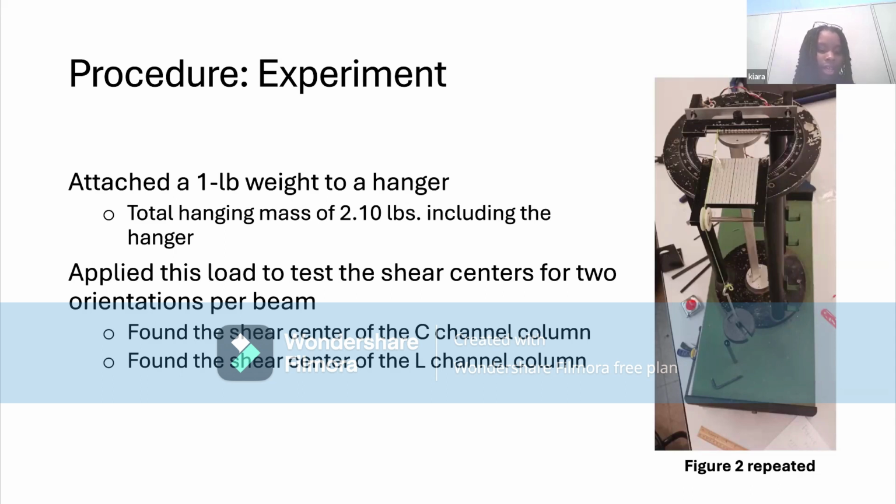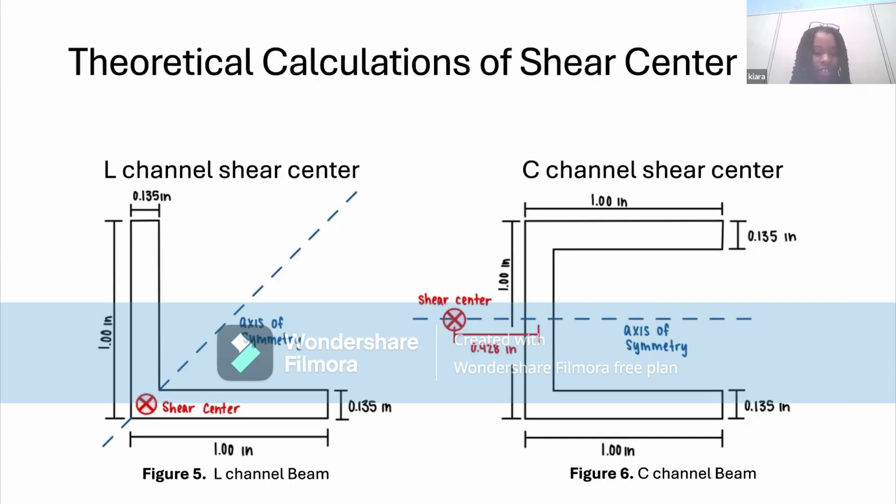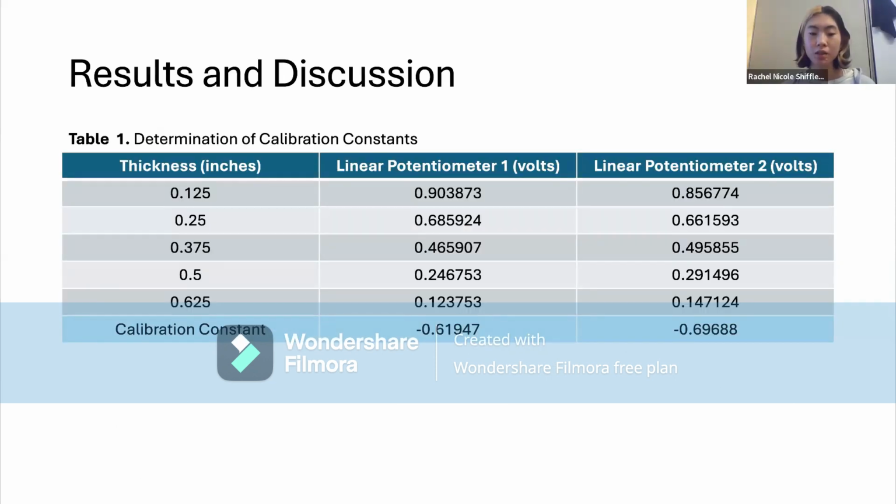So we collected voltages as the weight was shifted to different angles on the apparatus to find the shear center for both the C and L cross sections. And these are the theoretical shear center locations. For symmetrical beams, such as the L channel, the shear center should be at the intersection of the axes. And we calculated that the C channel shear center laid along the line of symmetry at 0.429 inches outside of the channel. The calibration constants result from the slope of the thickness over the voltage.